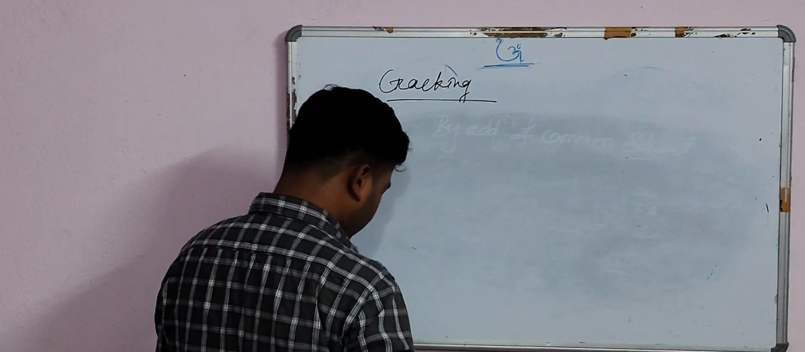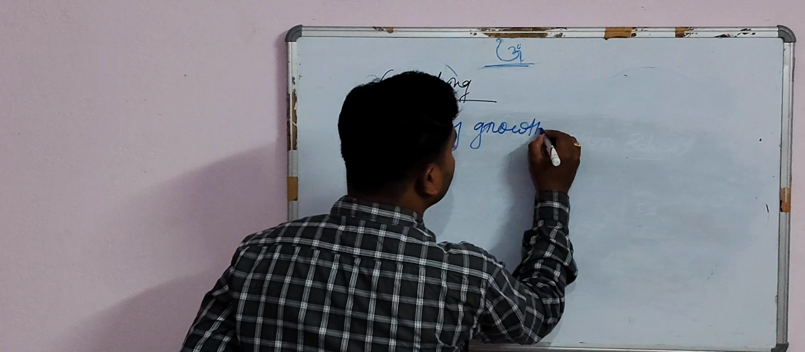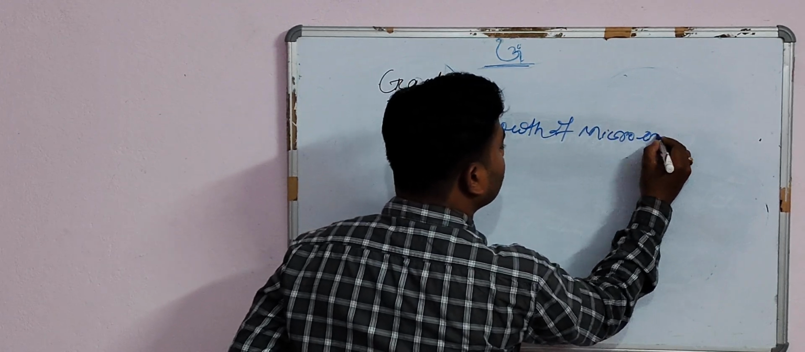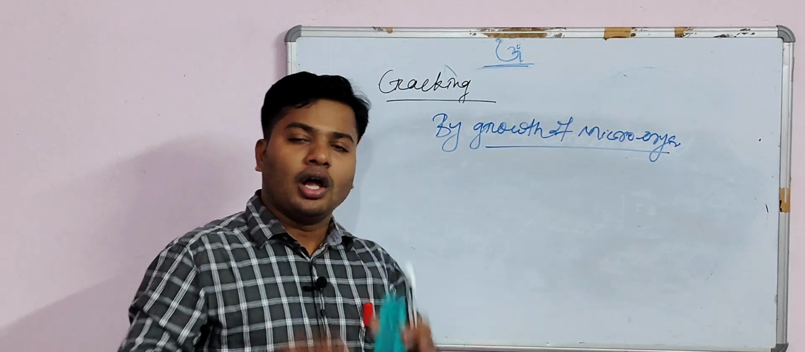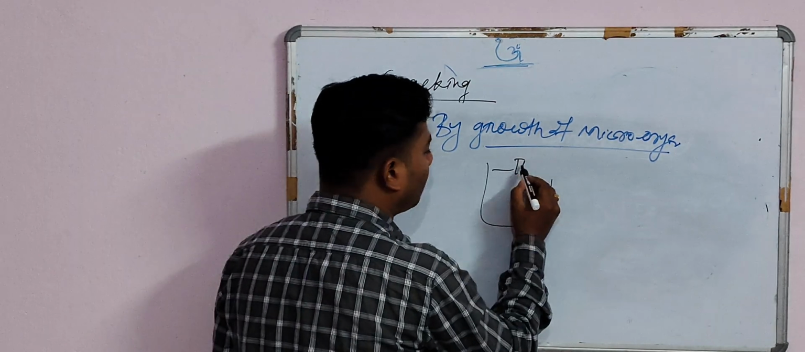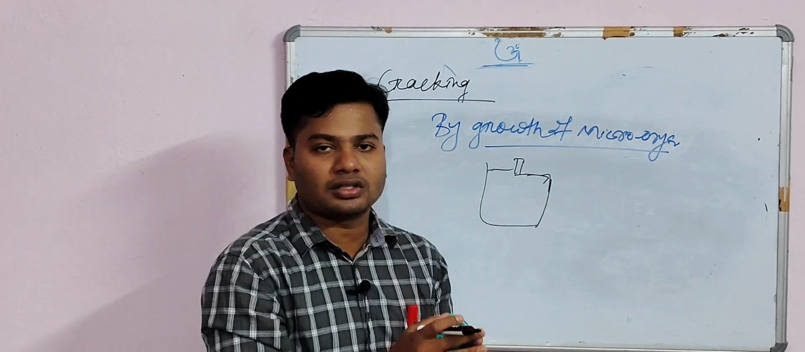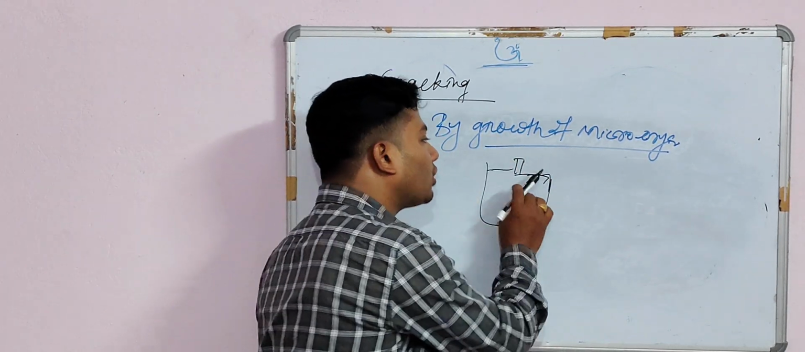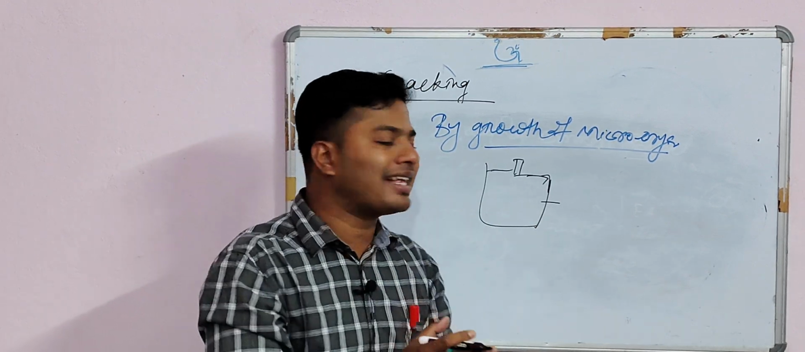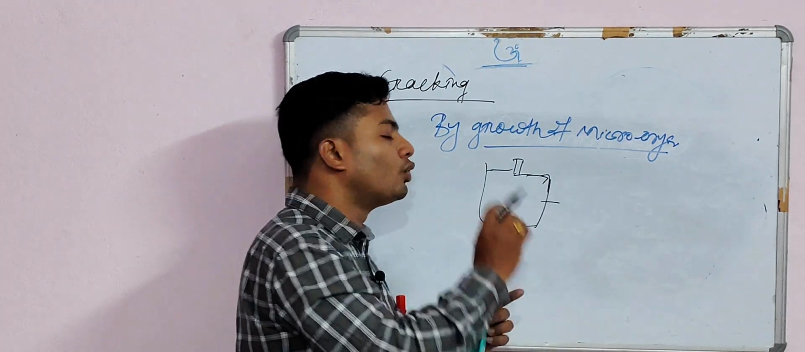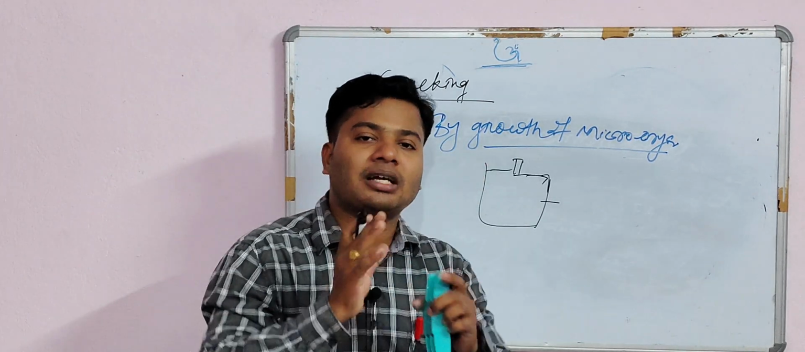So the next parameter is growth of microorganisms. That means after preparation, when you store the emulsion in a container during storage, the product may be contaminated and microbes will grow. After growth of microorganisms, the emulsifying agent is decomposed or deteriorated. Due to the decomposition of the emulsifying agent, it leads to cracking. Clear? So definitely that is the instability of an emulsion.